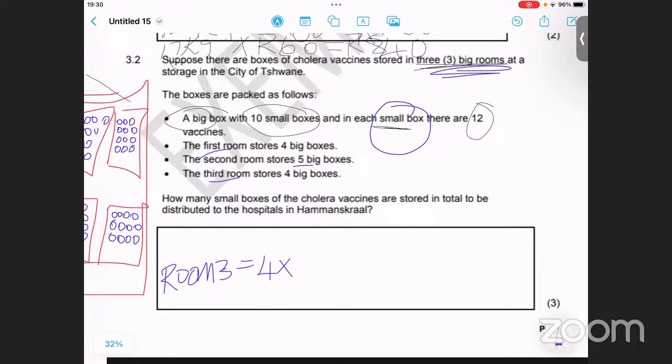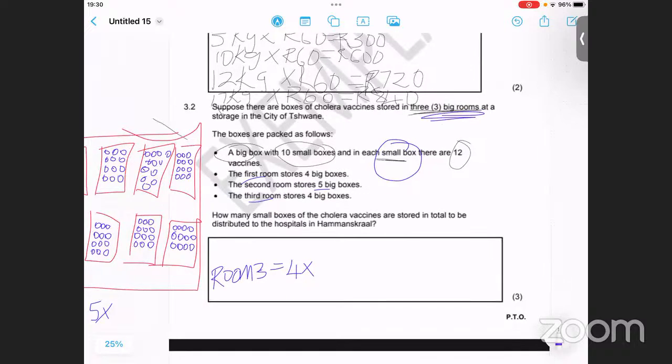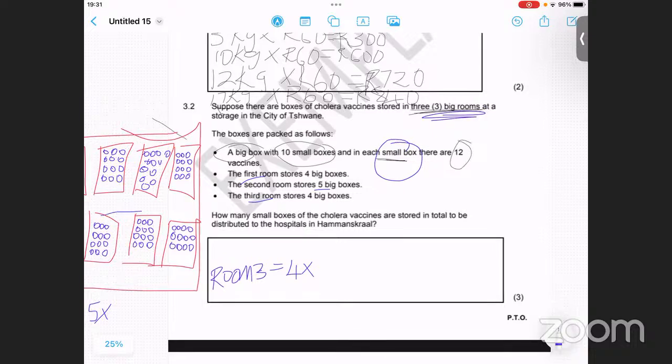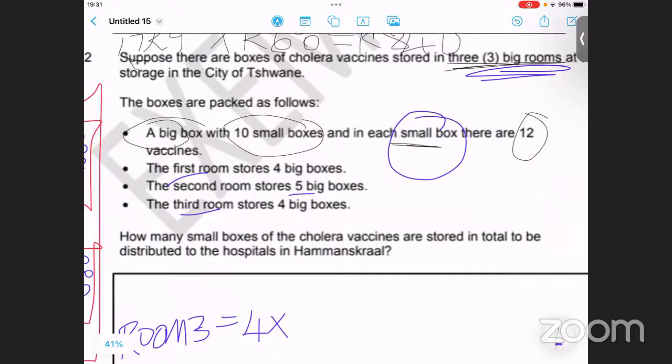Ma'am, there are 13 small boxes. Sorry, ma'am. Ma'am, may I please read the question properly? Ma'am, there are 130. Yes, ma'am.